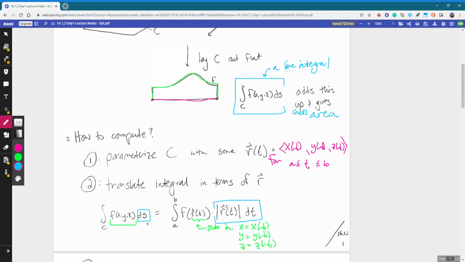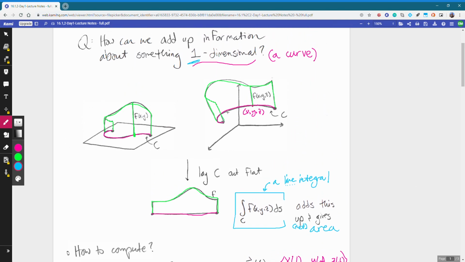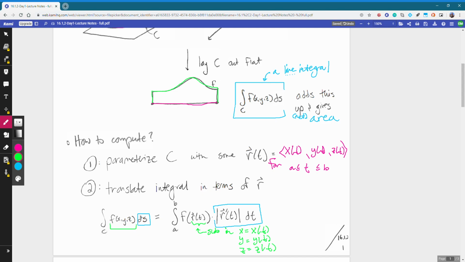This S is meant to represent arc length, and the idea here, in terms of getting the net area of our ribbon, is from a certain point on our curve, we want to move over a little bit of arc length and then stretch by our function value to get a little chunk of our area, and move through our whole curve and do that. And that's what this formula does.